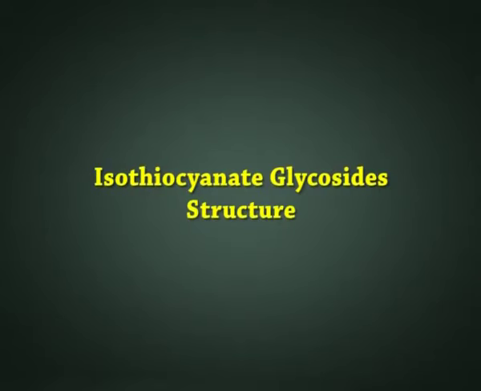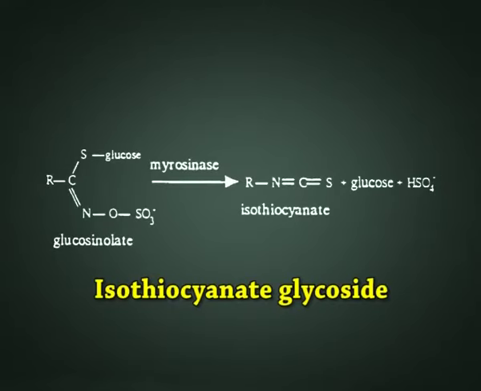Now let's look upon their structure. They are mainly glucosides of isothiocyanate aglycon which contain sulfur and nitrogen groups as shown on the screen, where the R and the X groups vary in different drugs. They are found to be very unstable and break down by the enzyme myrosinase, which is also present in the drug containing such type of glycosides.